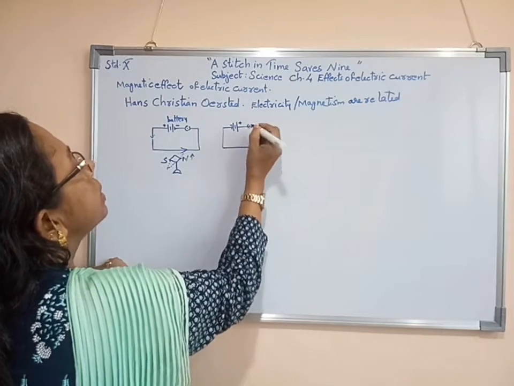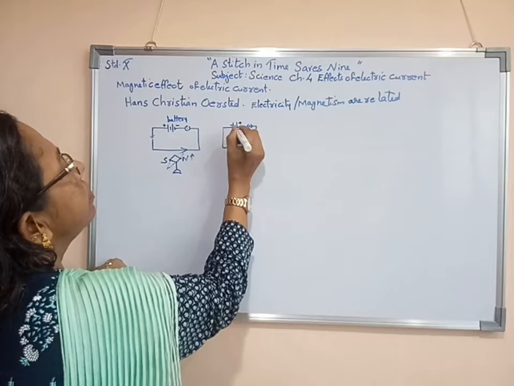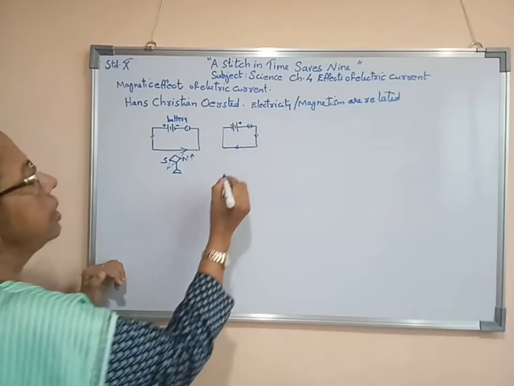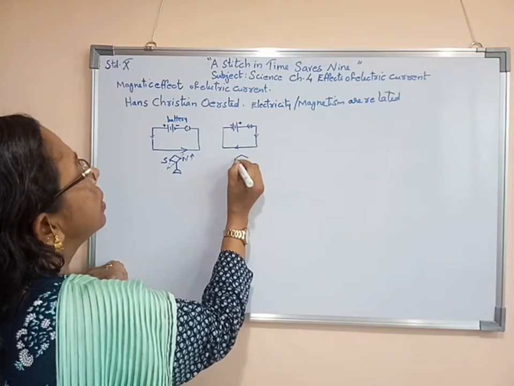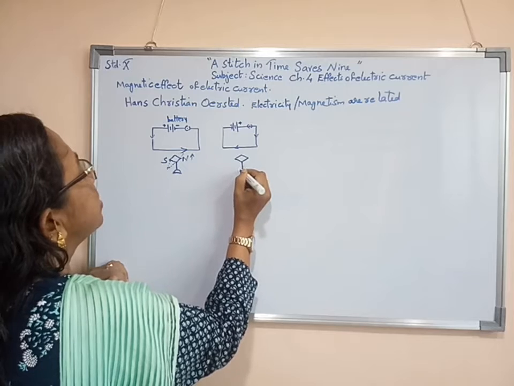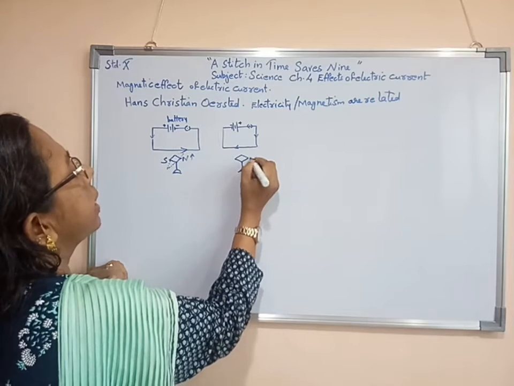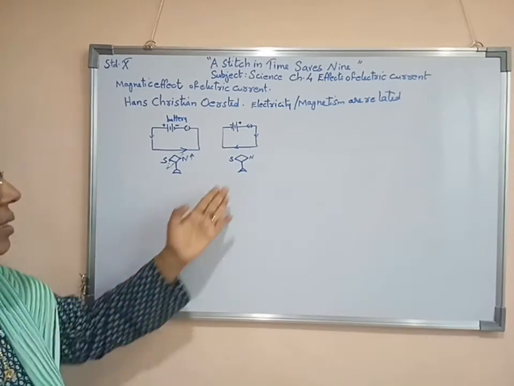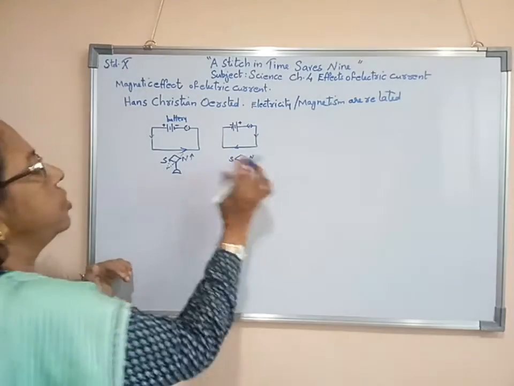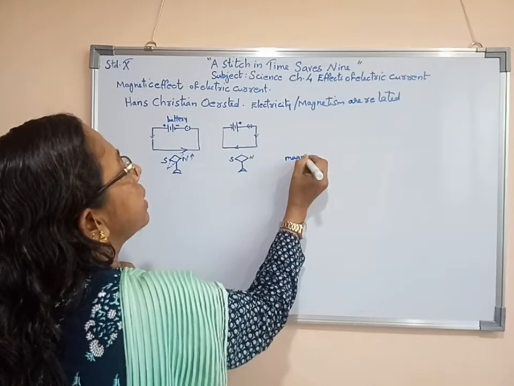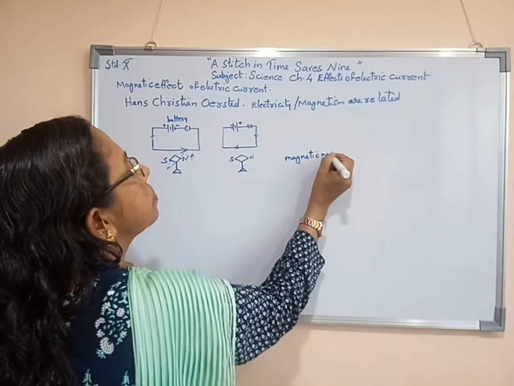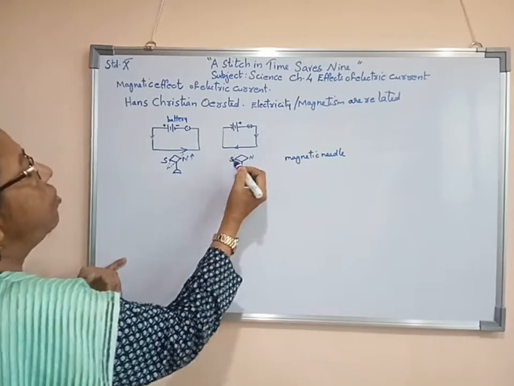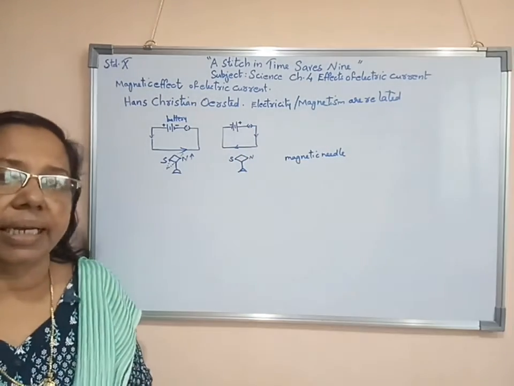Here I am keeping the key. Now the current flow will be from here towards there, you can see. Here again, this is the north pole and this is the south pole of the magnetic needle. This is known as a magnetic needle. Now what is happening to this magnetic needle that we are seeing?